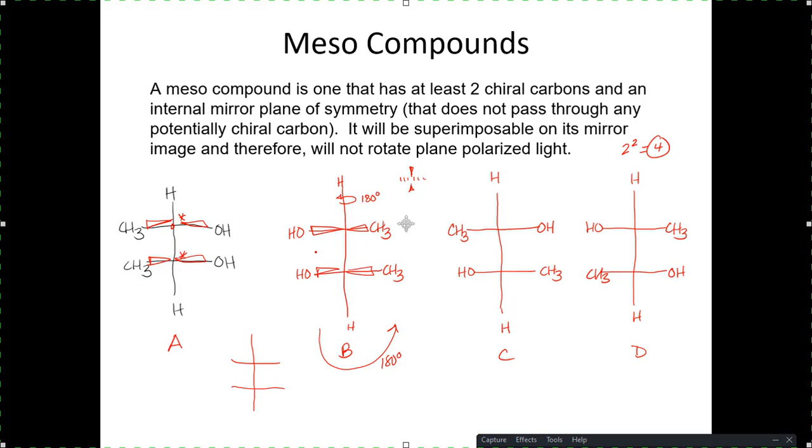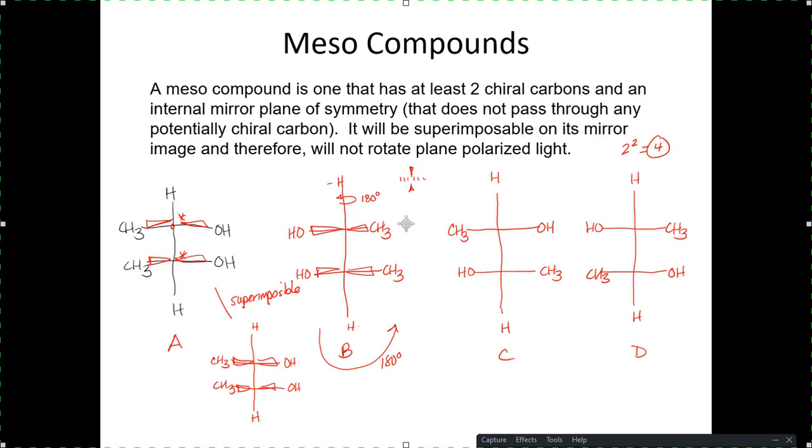If I rotate 180 degrees, this hydrogen right here will come down here. This hydrogen will go up here. The two OHs will move to the right-hand side, and the CH3s will also move to the left-hand side. Now, I still have bold wedges here because all I did was rotate this 180 degrees in the plane of the screen. Now look what happens. These two are superimposable.